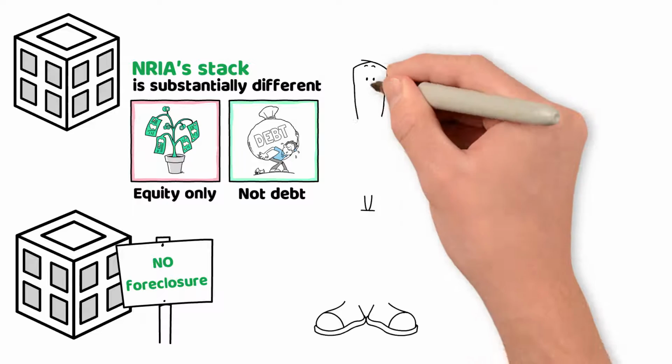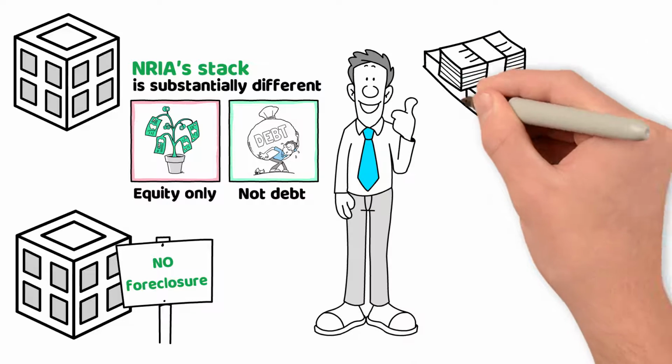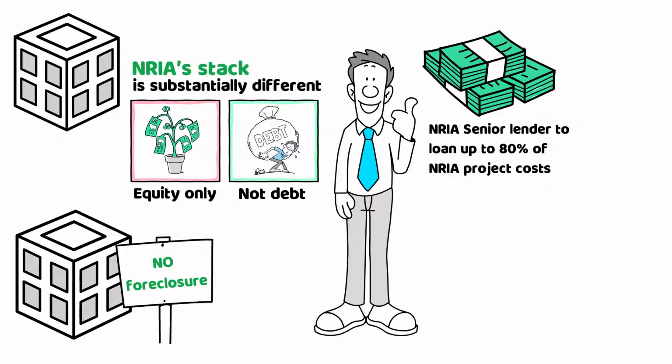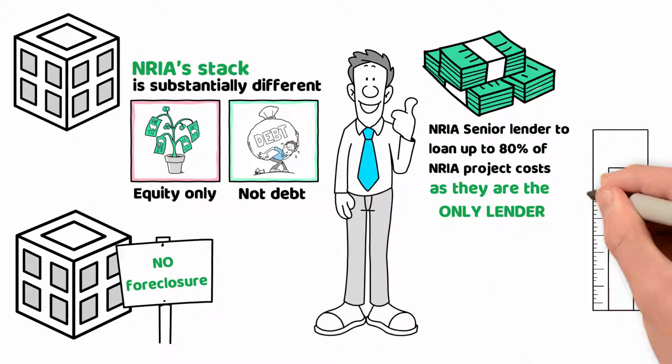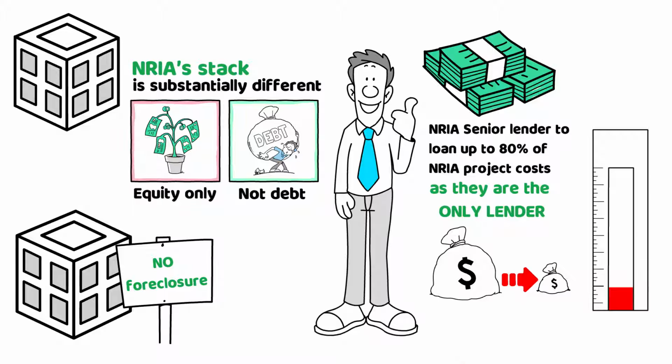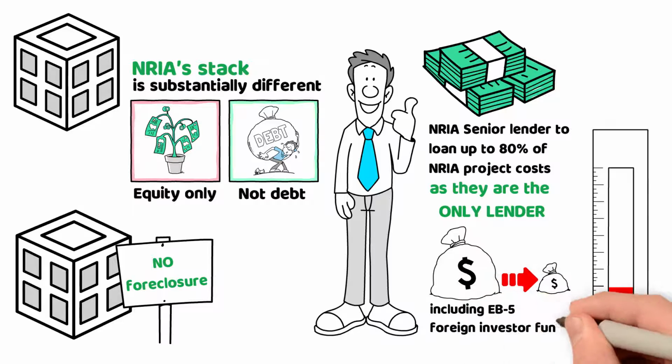This, combined with excellent credit, allows the NRIA senior lender to loan up to 80% of NRIA project costs as they are the only lender. Moreover, NRIA has a lower cost of mezzanine equity from its sources of mezz equity, including EB-5 foreign investor funds.